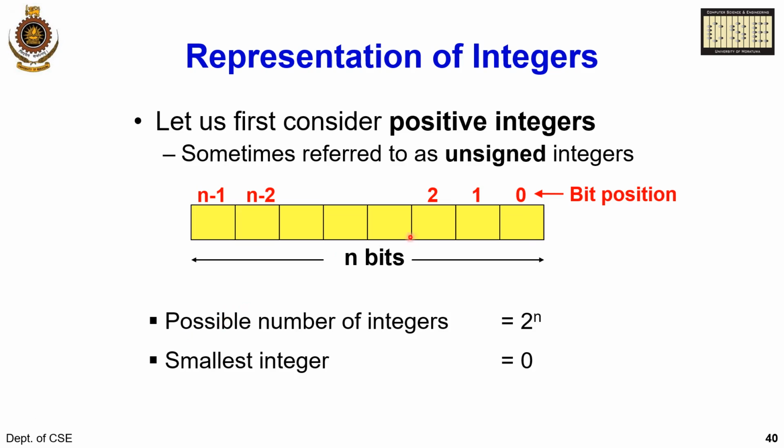Smallest integer that we can store is obviously 0, because when all 3 are 0, it's 0, right? We don't go negative because we are talking about positive integers. And the largest integer we can store, if you have 3 bits, is 1 1 1, right? 1 1 1 is 7. So 2 to the power n minus 1. 2 to the power n is 8. 8 minus 1 is 7. So like that, the largest integer can also be determined when we know n. That's for positive integers or unsigned integers.